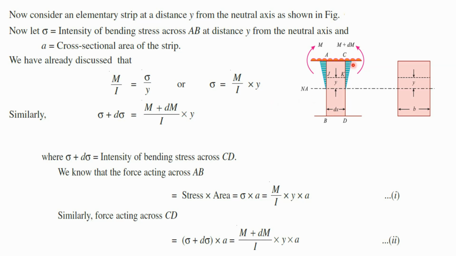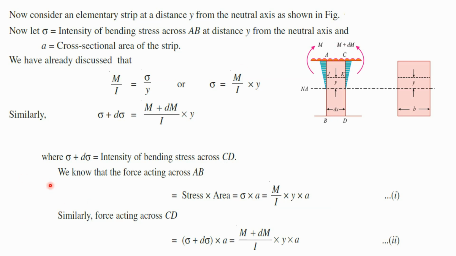Then if you consider this is one strip, at this point the bending stress is this much, and if you want to find out the bending stress at the CD section, then definitely it will be sigma plus delta sigma, which is equal to the respective bending moment of that section, that is M plus dM divided by I into the respective neutral axis distance, that is Y, where sigma plus delta sigma is the intensity of bending stress across the CD section.